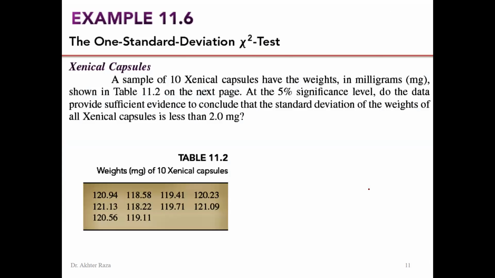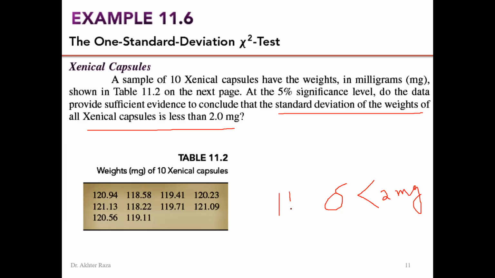Now, one complete example is under consideration. These are the values of the weights of capsules. The capsules are produced and the weights of the capsules are given here. What is to be tested? You have to test whether the standard deviation of the weights of these capsules is less than 2 milligram. The standard deviation of all produced capsules is the standard deviation of the population, and it is smaller than 2 milligram. So this is the alternate hypothesis in which the researcher is interested.